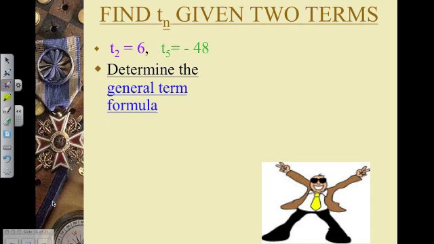Now the reason this is difficult, we do not know how many terms there are in total, so the number of terms in the sequence. We don't know the value of the first term. We also don't know the common ratio. So step 1, just a reminder that the general term formula for a geometric sequence is Tn is equal to a times r to the power of n minus 1.